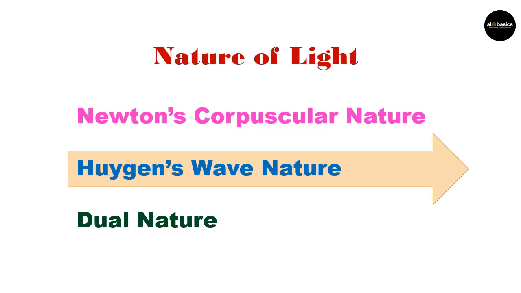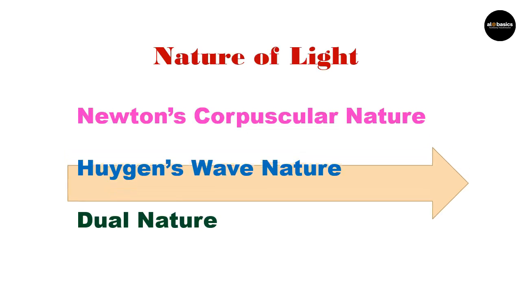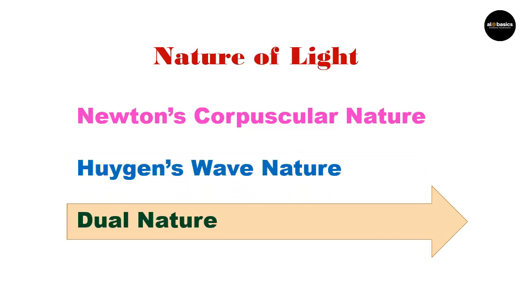After that, in coming centuries, new phenomena related to light were discovered. Some of them support wave nature, whereas some are explained on the basis of particle nature of light. At last, dual nature of light was accepted. All these theories related to nature of light we will discuss one by one.